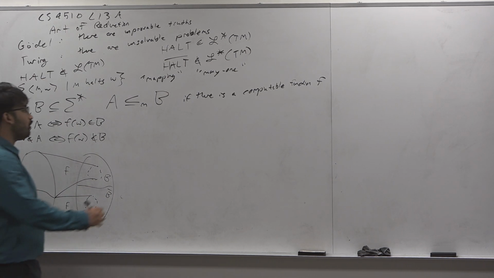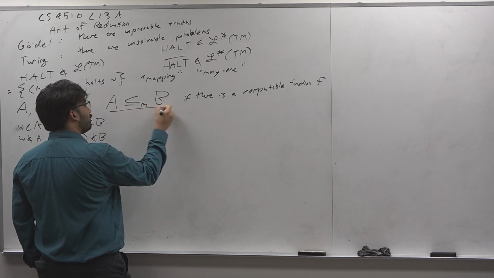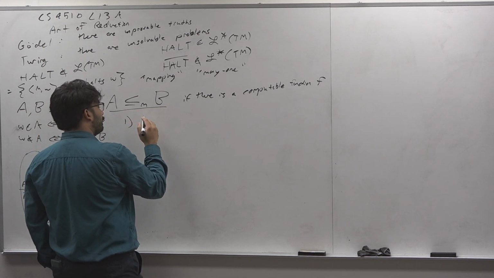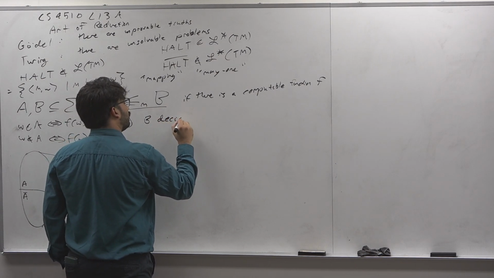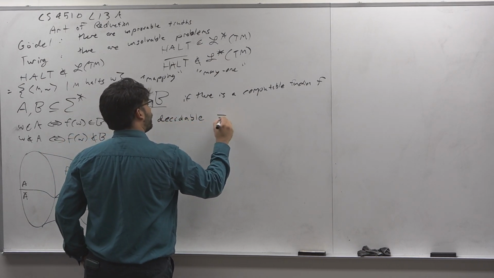Why? The following four things are true. If there exists a reduction from A to B, then we may say the following is true. B is decidable implies A is decidable.